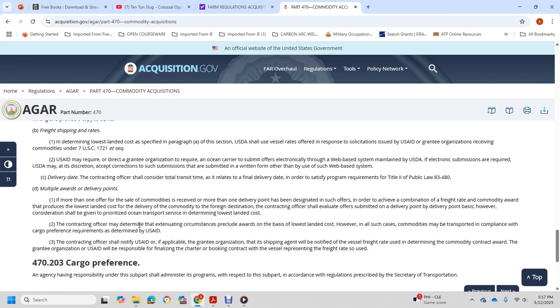the contractor offer shall be evaluated on the offer submitted on a delivery point basis; however, consideration will be given to prioritized ocean transport service in determining the lowest landed cost. Contracting officers may determine extenuating circumstances preclude awards on the basis of lowest landed cost. However, in all such cases, the commodities may be transferred in compliance with the cargo preference requirements determined by USAID. Contracting officers should notify USAID, applicable to the grantee organization shipping agent, of the vessel rate with the determined commodity awarded for the grantee organization. USAID is responsible for finalizing the charter or booking contract, the vessel presenting the freight rate to be used.